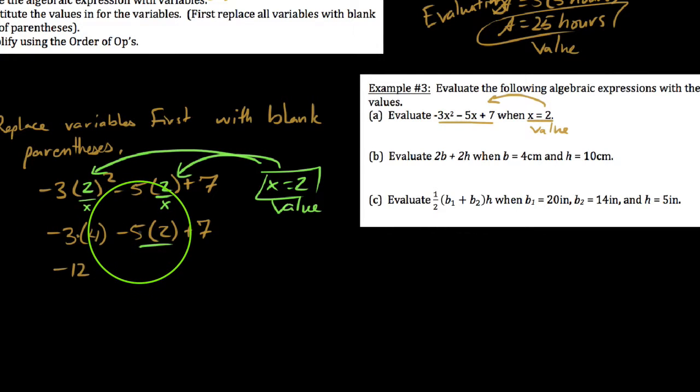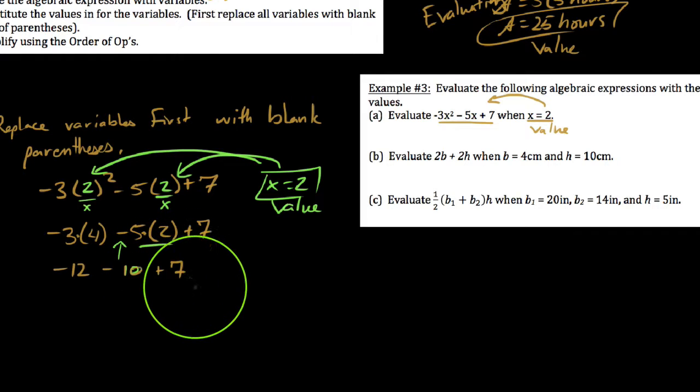We'll do our multiplication next from left to right here. So -12 minus, we still have a minus here, and it looks like we get 5 times 2 is 10, plus 7. And then we'll do our addition and subtraction from left to right. In order of operations, keep in mind we say addition and subtraction, but from left to right. So that doesn't mean we have to do our addition first just because PEMDAS says it comes first. We'll do this from left to right.